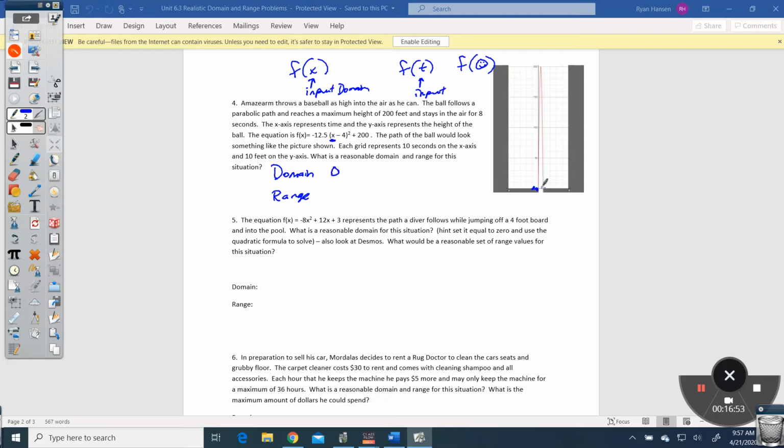At 8 seconds, that ball came back down. Okay, that ball is back at ground level. Maybe it went down below ground level, but we don't know. At 8 seconds, we know it is at ground level. Okay, so the domain is just from 0 to 8. So all real numbers from 0 to 8 seconds for this situation.